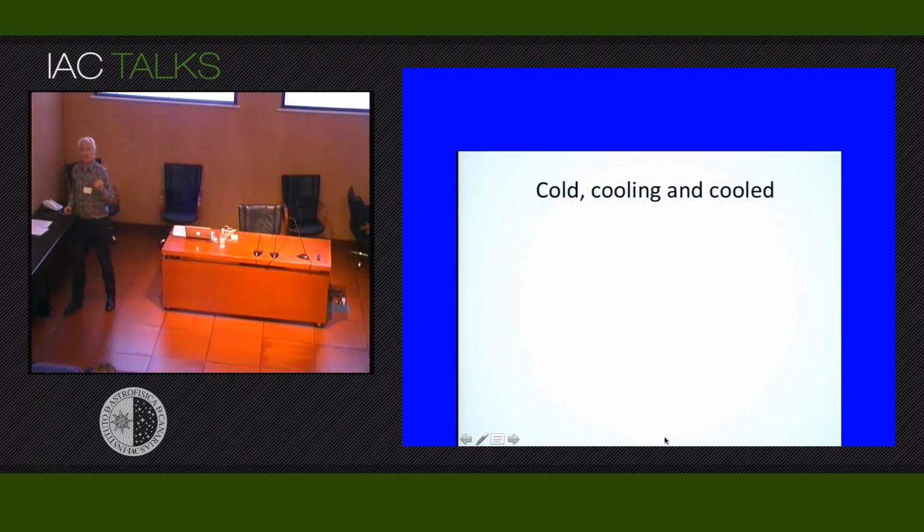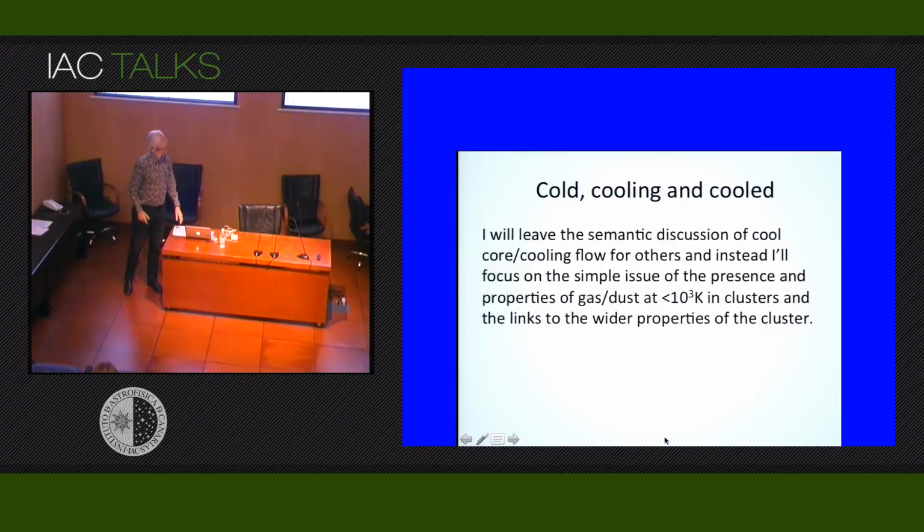So there is an issue of semantics. Cooling flows have had a very bad press over the years. People call them cool cores. Whether it's cooling, whether it's cold, whether it's... I've not got the clicker to work at all now. It doesn't necessarily matter for what I'm interested in, just that there is some gas that has cooled.